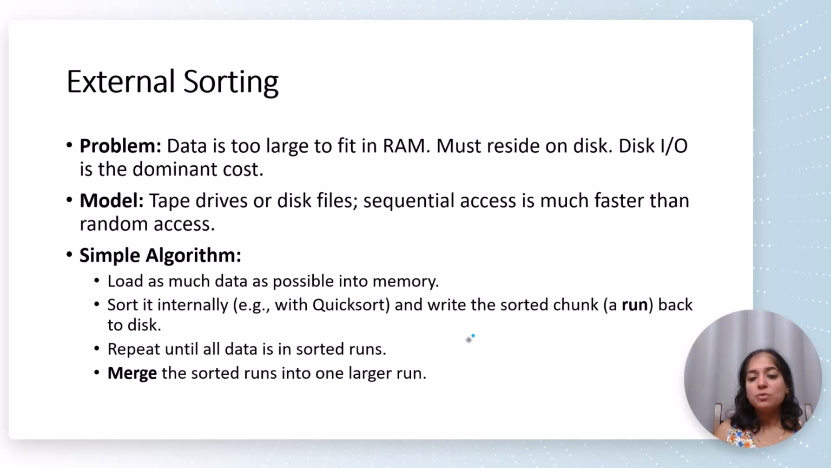So sequential access is much faster there than random access. So how do we perform it? Load as much data as possible into memory, then sort it internally, like with quick sort or merge sort, then write the sorted chunk, or run, back to the disk. Repeat until all the data is sorted in runs. Then merge all the sorted runs into one larger run. So you will get all your sorted data.